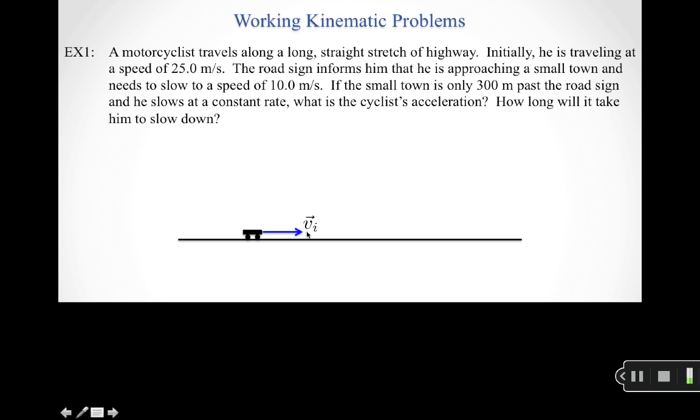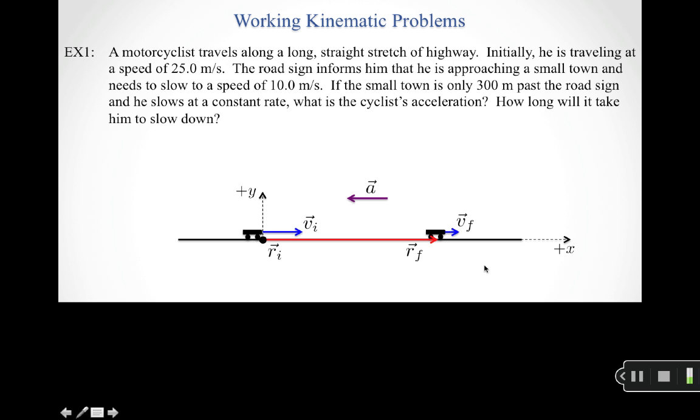So here's the motorcycle initially. Here's its initial velocity vector. I know it's got a magnitude of 25 meters per second. And then here's the motorcycle at the end. So here's the final position. Here's its final velocity. So I know this vector, the final velocity vector, has a magnitude of 10 meters per second. I know the acceleration has to point back in the opposite direction because my motorcycle is slowing down. And if I pick a coordinate system so that the origin is where the motorcycle started, right, where it was initially, so the initial position vector would be 0, then the final position vector is just going to be this 300 meters further down the road in what I've called the positive x direction.